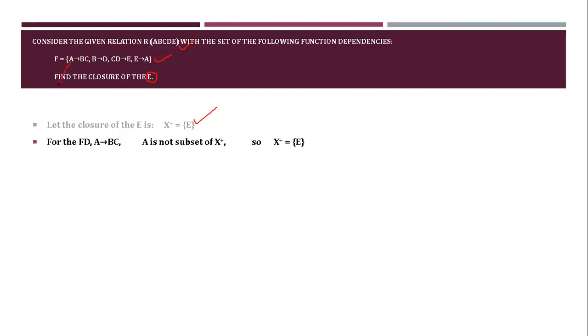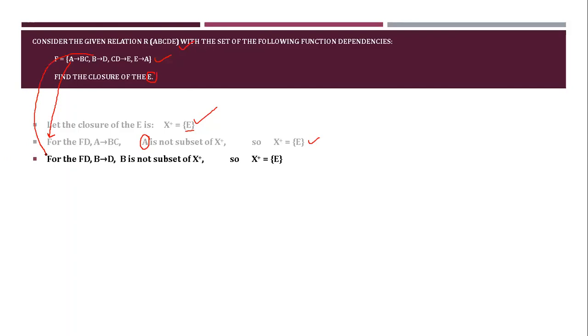What does it mean? It means check the first FD, A determines B, C, right? Now see, A is not a subset of X plus. A is not in this, right? In this only E is there. So X plus remains the same, E, right? Now check another FD, B determines D. In this, B is again not a subset of X plus. So X plus remains the same, E, right?